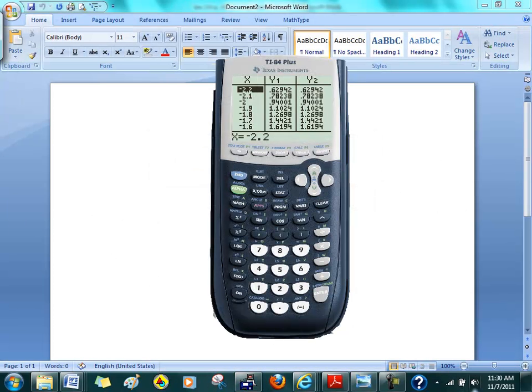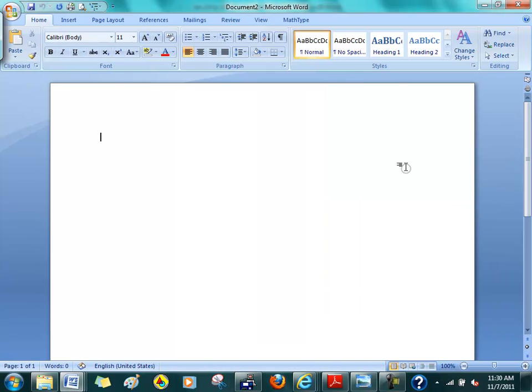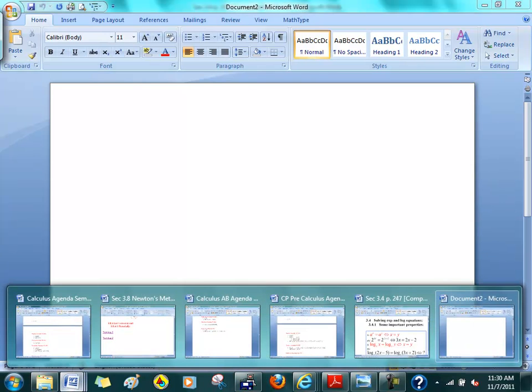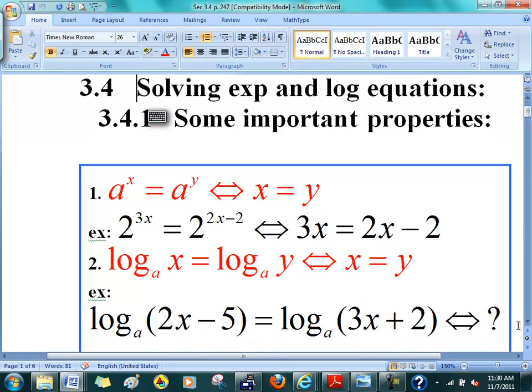Okay. Moving on to today's work then. Okay, 3.4. Solving exponential and log equations. So here are some rules from Algebra 0, okay? Rules from Algebra 0. Can you get those down? Because we're going to need them.